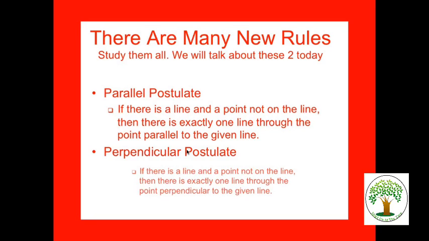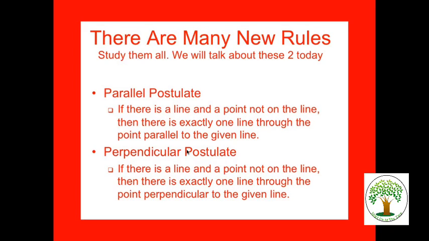Perpendicular postulate. You have this one in there already. If there is a line and a point not on a line, I'm going to do the same thing I had before. I'm going to bring out my little line. I'm going to ask you to just use your imaginations. Please pretend there's an arrow on the other end. And then I'm going to put a dot, a point.